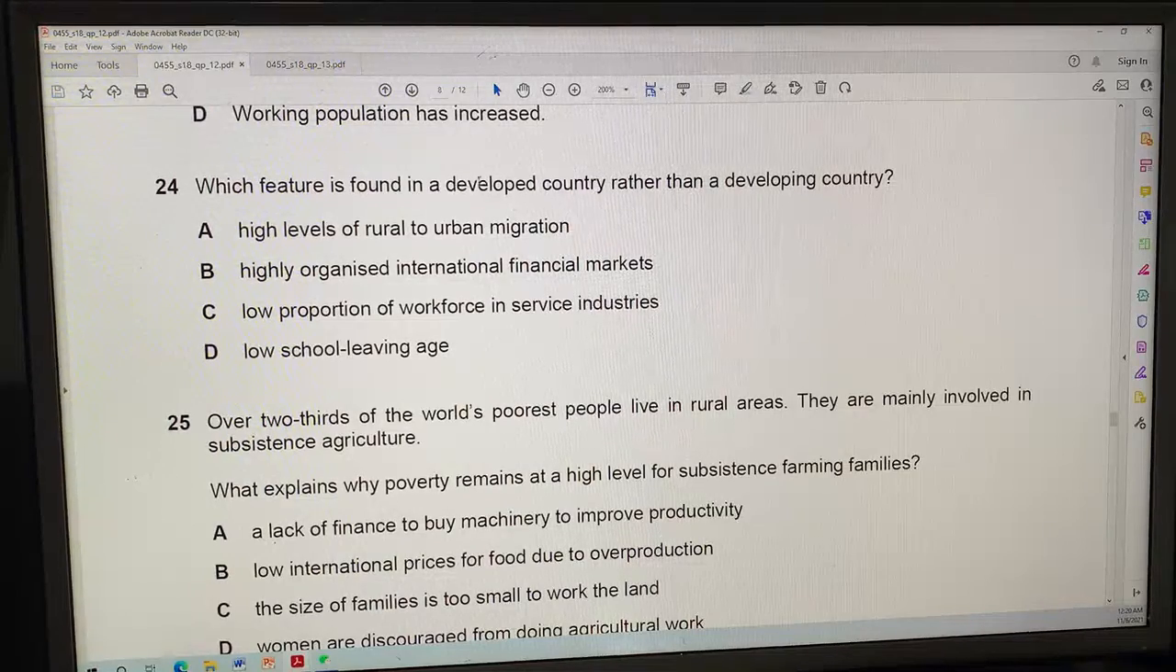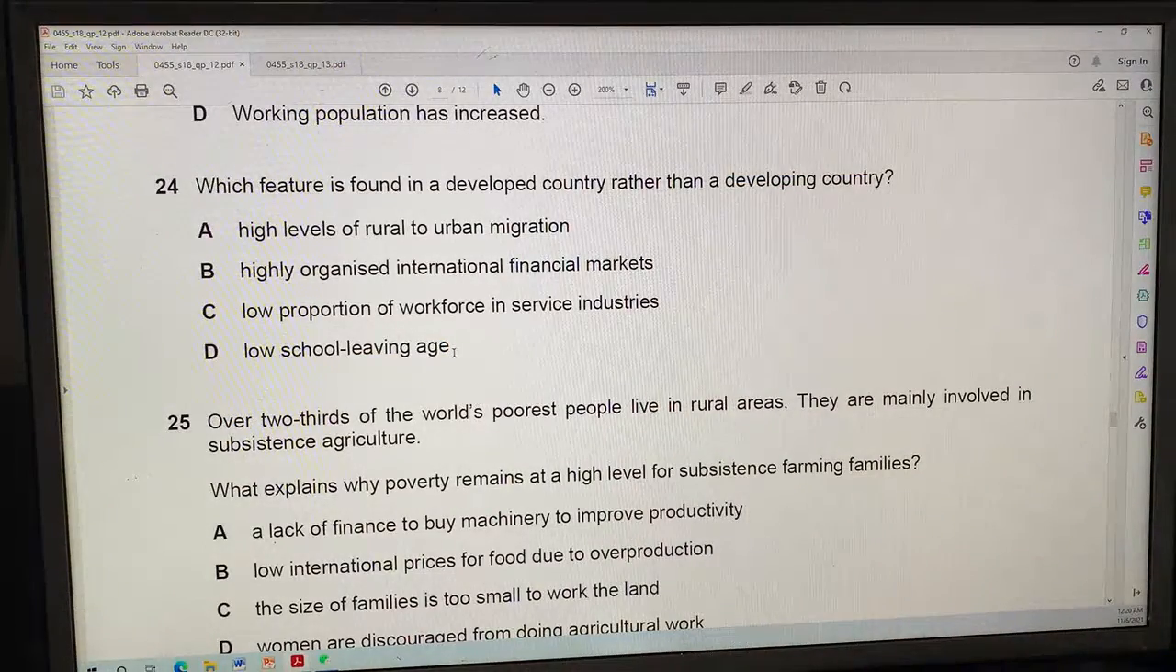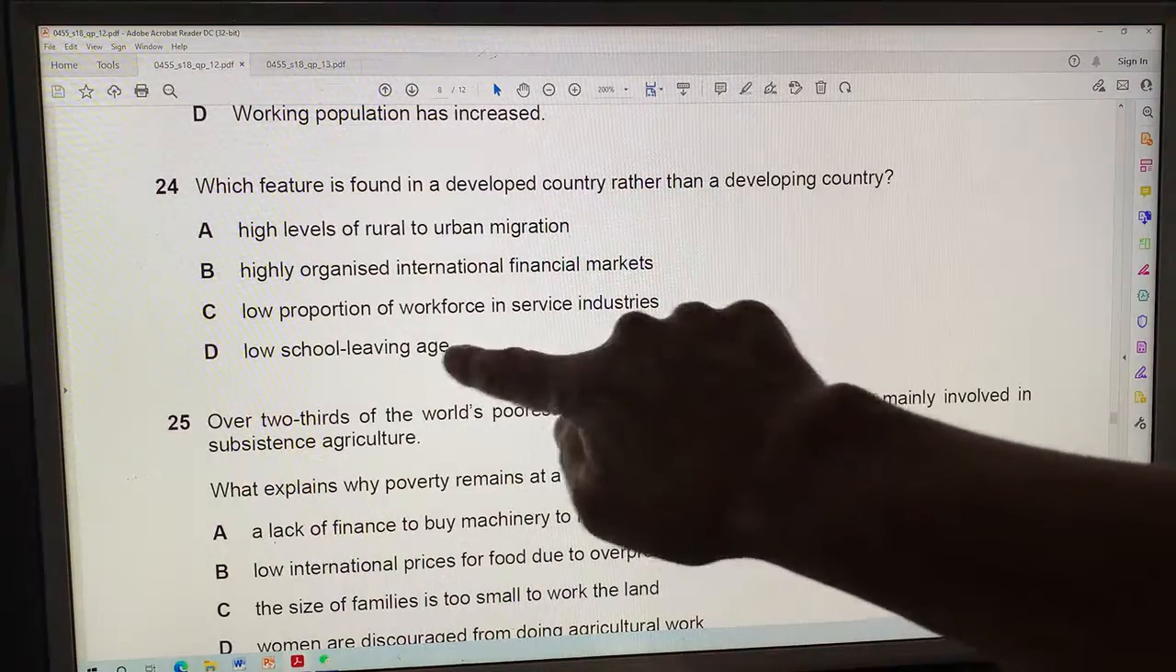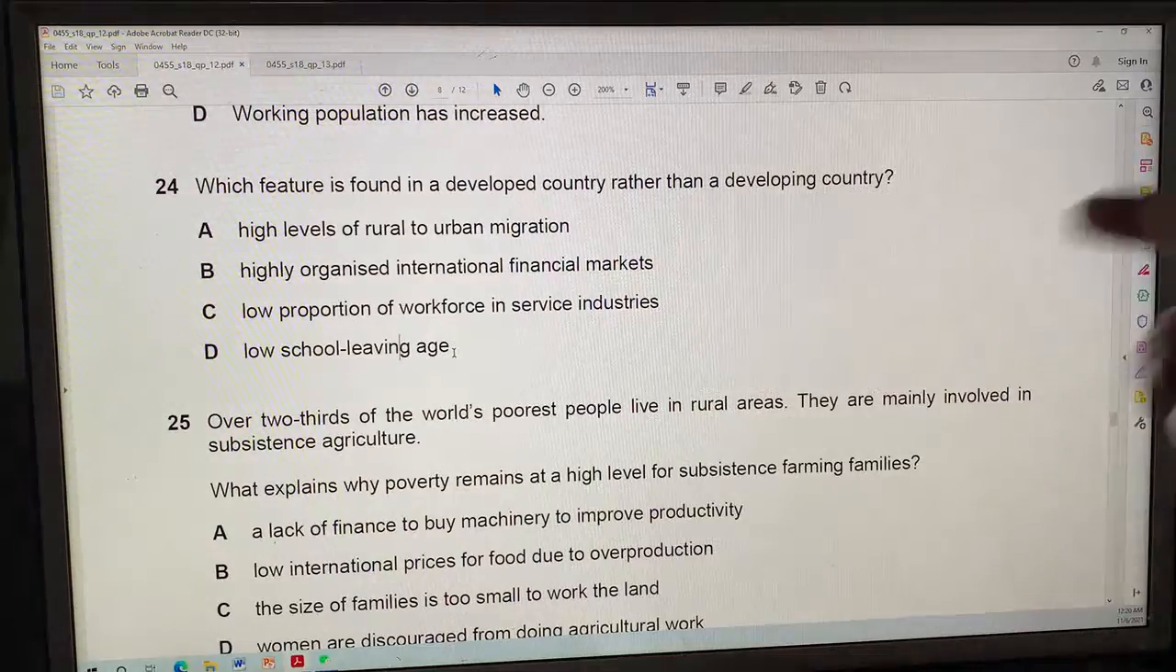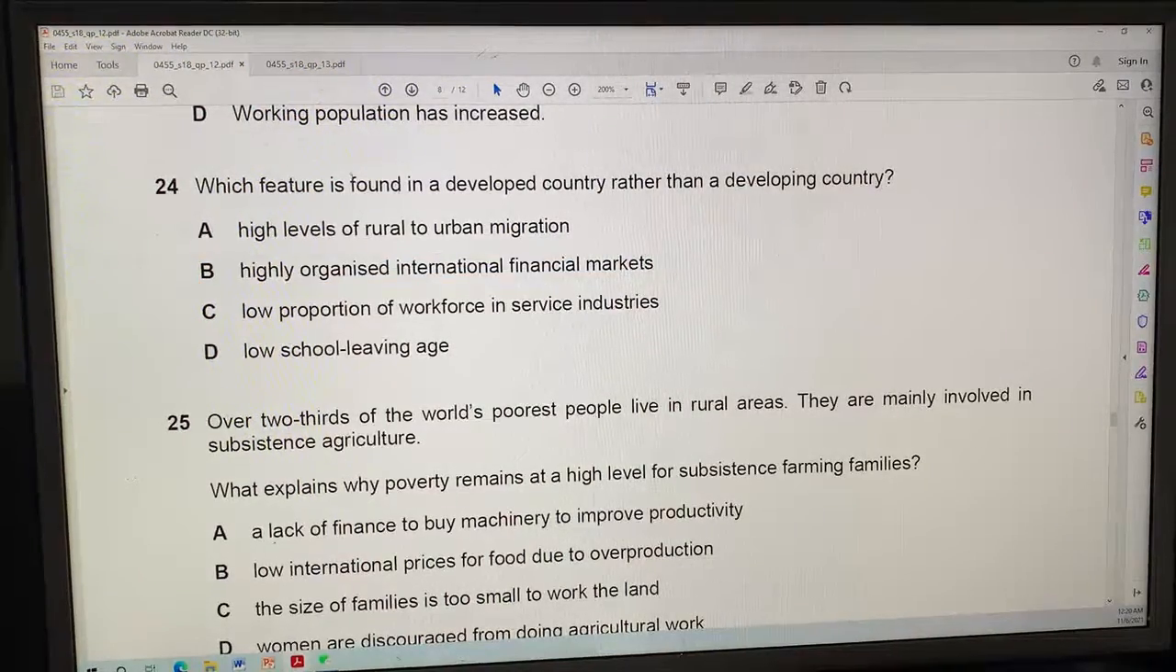And in a developed country, usually people stay in school longer. So in a developing country, perhaps you have a low school leaving age. Or in other words, children leave school earlier. Maybe they don't go to university more often in a developing country. So the answer must be B. Highly organized international financial markets, generally found in a developed country.